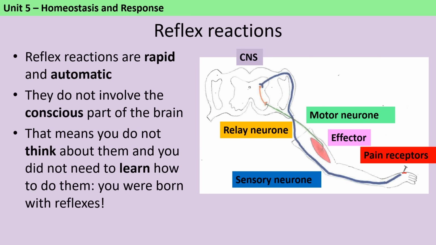A reflex reaction is a rapid automatic reaction. It doesn't involve the conscious thinking part of your brain, so you've never had to learn how to do it. And you don't think about it, you were just born with reflexes. Reflexes tend to all be about stopping harm happening to your body, so it could be something like a reflex response to you touching something very hot or to a bright light.